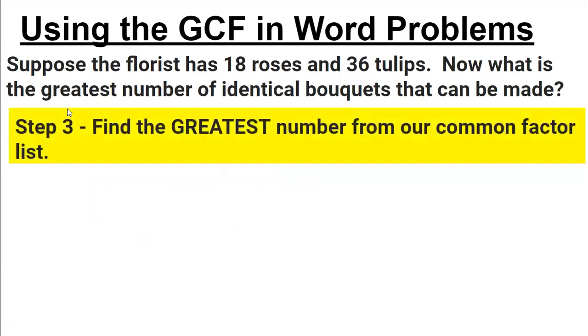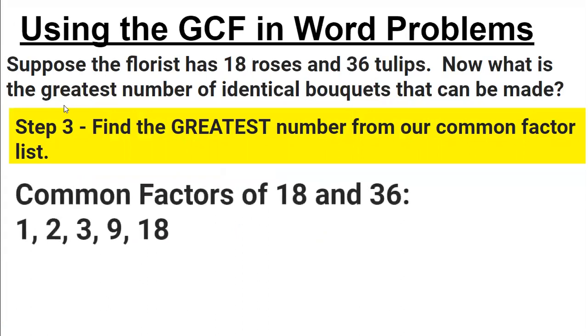Okay, clear my screen here. Same word problem. And now step 3 is to find the greatest number from our common factor list. Remember what our common factors were from the previous slide? 1, 2, 3, 9, and 18. Which one is the greatest? I hope you all said 18.